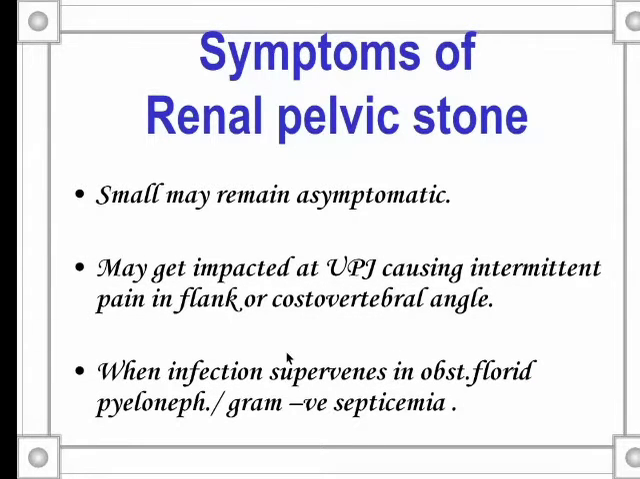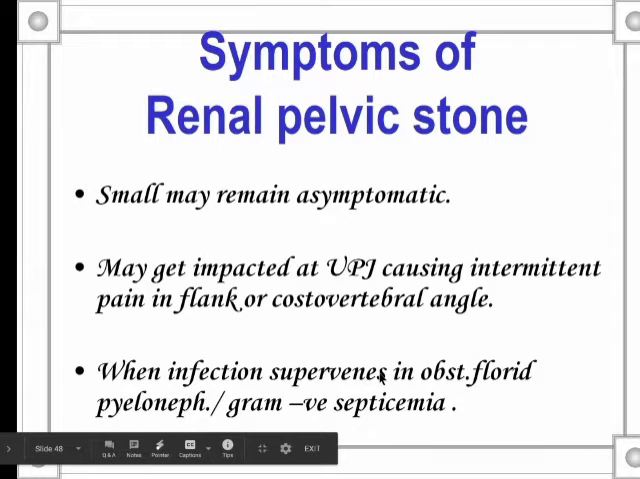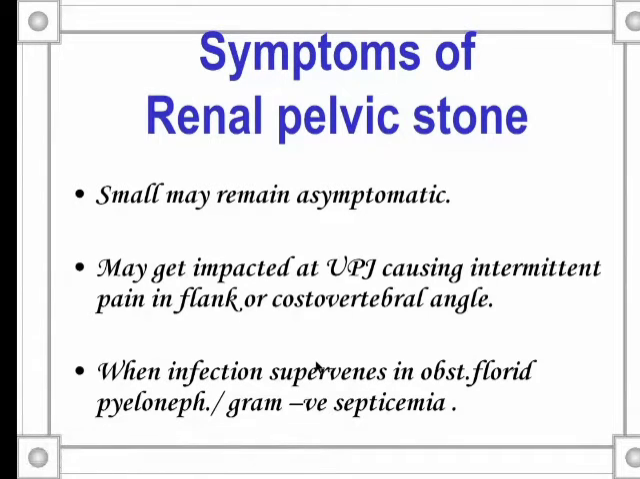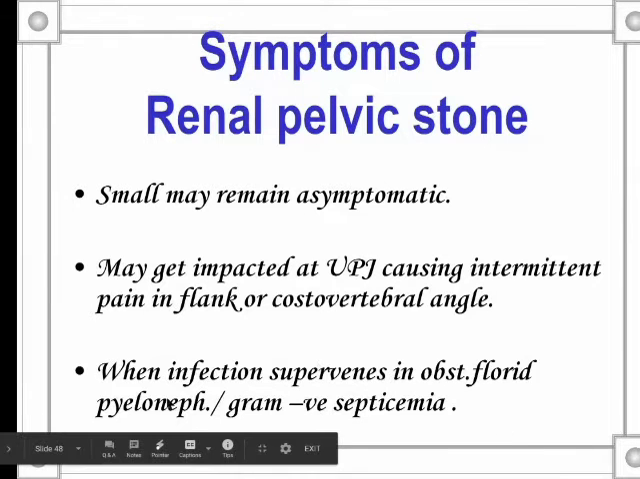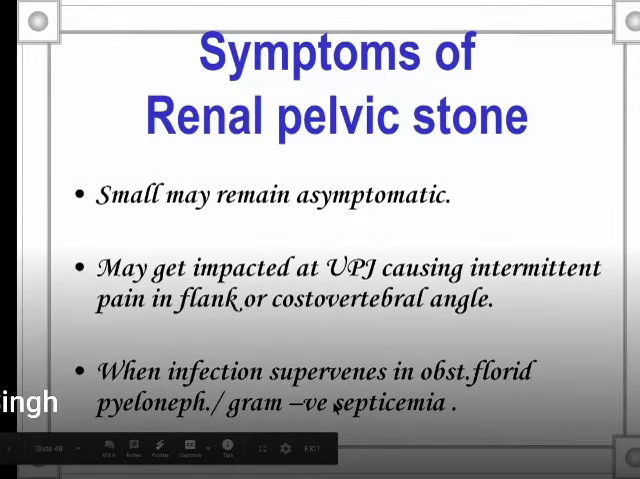When there is obstruction, it may get superadded infection. When there is infection in an obstructed system, it will cause florid pyelonephritis and septicemia. The patient will have high swinging fever with chills and rigors.